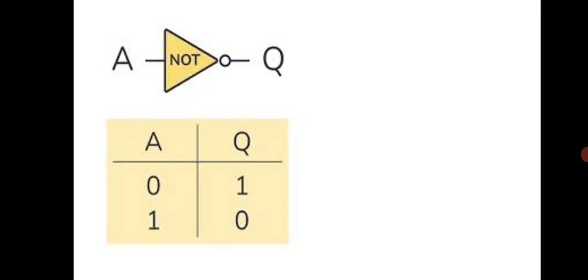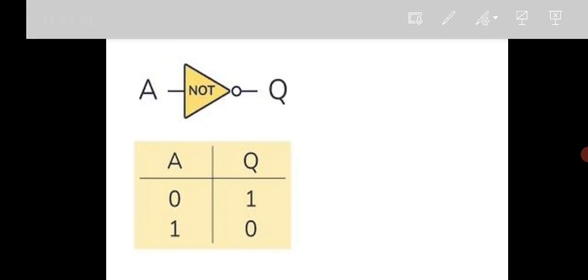A NOT gate is when one input is high. Let's suppose this is high. This is going to be low. When the input is 0, the output is going to be a 1. When the input is a 1, the output is going to be a 0. It does the opposite.